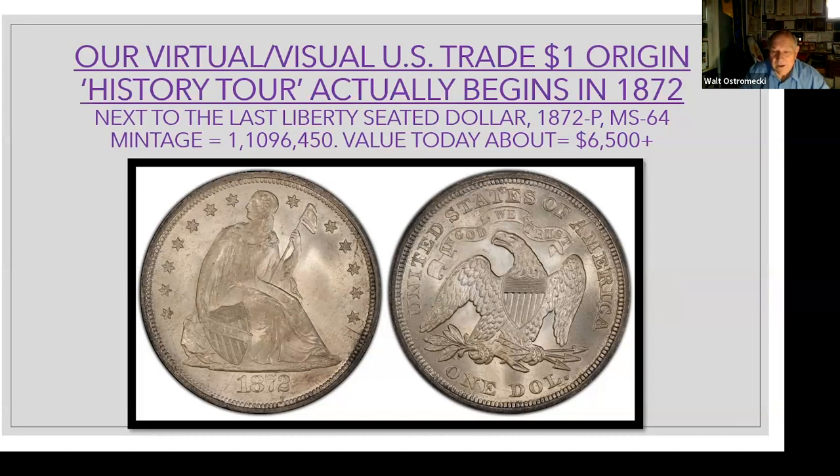1872, a nice one I have in my collection. There's a die crack on the reverse between the 1 and the D, but that's all right. It also has the same die crack here on the left of the coin, right near the date up into the shield. But it is an MS64 with a mintage of 1.1 million. Value today, about $6,500. A beautiful coin. Well struck. You can see the drapery and look at the eagle's feathers on the reverse. Just bold. One of the earlier strikes, detailed, rich.